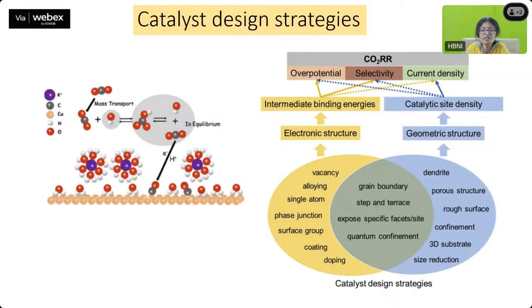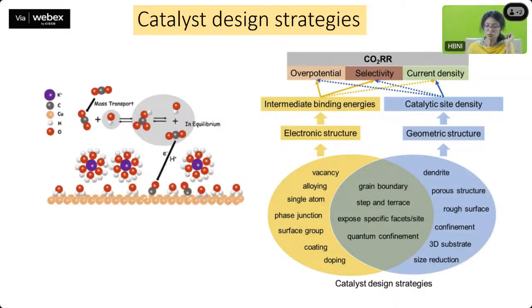So what are the different catalyst design strategies? Let's look into that. There are three things you have to consider, because this is an advanced materials chemistry course. We are trying to look at what different forms of materials you can have, how you can design them, how you can use them, and what the final applicability of these materials is. For the carbon dioxide reduction reaction, three things you have to consider: one is the overpotential, the other is the selectivity, and the other is the current density. So how can you design the materials so that all these three factors are taken care of?